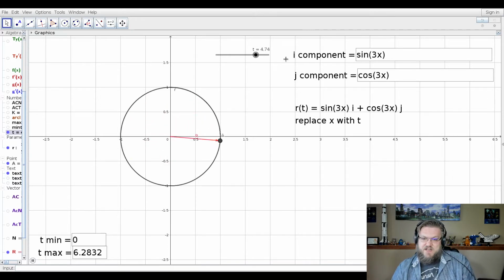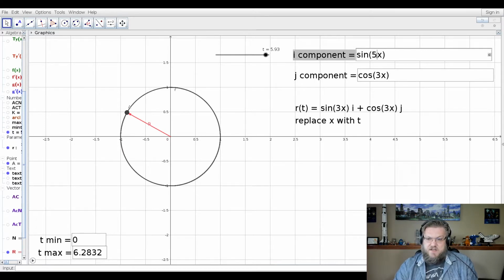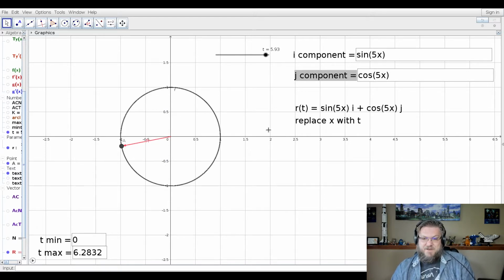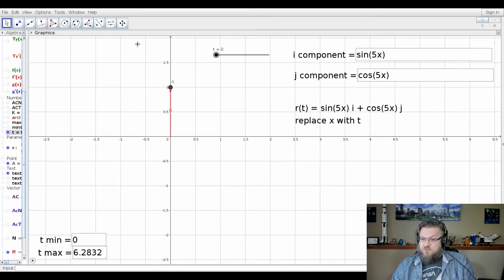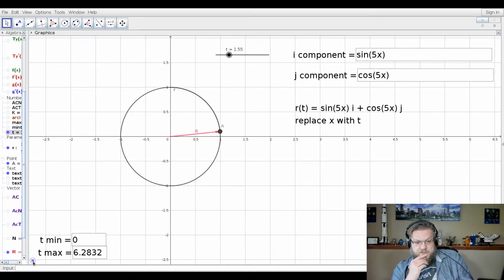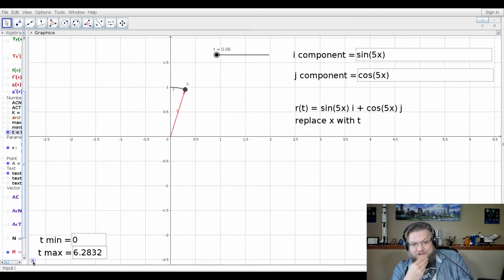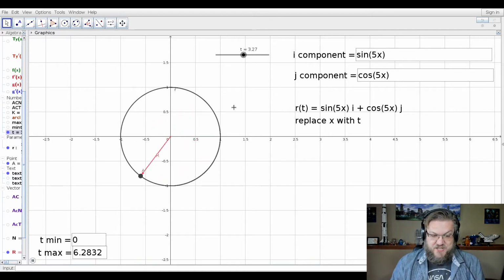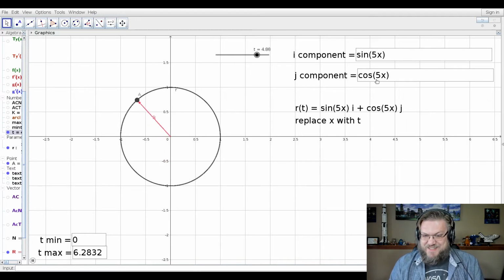What if I change this sine of 3x to sine of 5x? I guess my conjecture would be it'll wrap around 5 times. Is that true? Let's see. 1 time, 2 times, 3 times, 4 times. Yeah, 5 times. There you go. Now, for a moment, you saw a crazy picture, didn't you?